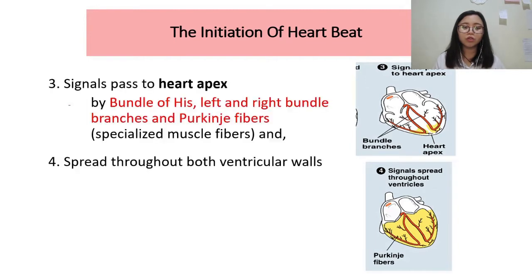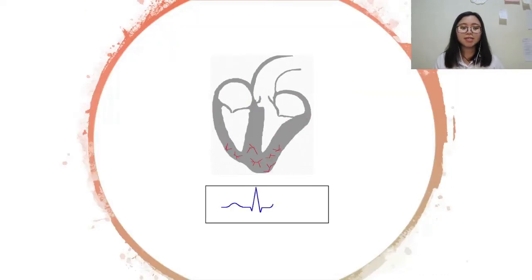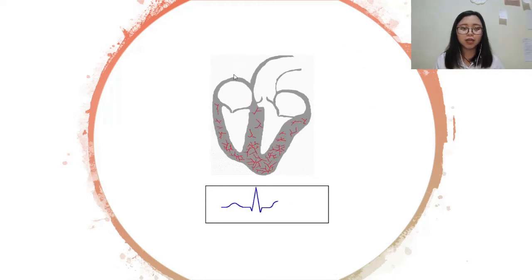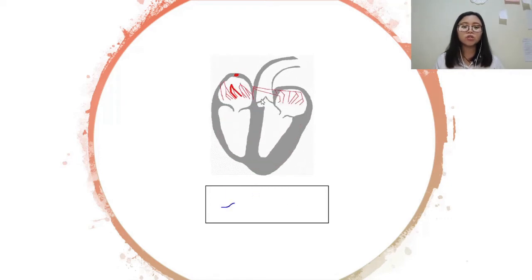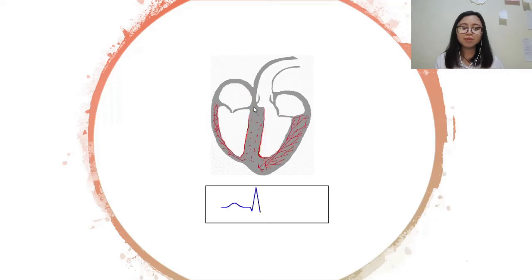When it spreads to both ventricular walls, it's going to cause both ventricles to contract and pump blood. So this is an animation of how those signals happen. So dia start dengan SA node di atas. Dia pass kepada dua-dua atria. Dua-dua atria mengecut. Sampai kepada AV node, dia akan ditahan sementara.